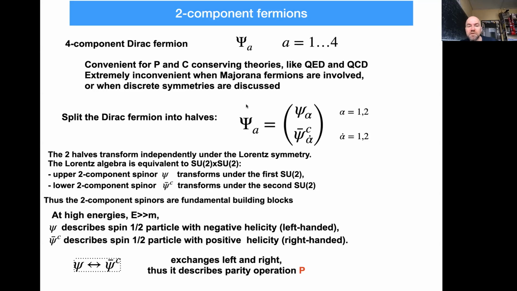A Dirac fermion is a 4-component object, so it is made of two-component fermions. These two-component fermions are denoted by psi and psi c bar. And these are actually the fundamental building blocks, in the sense that they transform into themselves under the action of the Lorentz symmetry. The algebra of Lorentz symmetry is equivalent to SU(2) cross SU(2), and each SU(2) acts on its own two-component spinor.